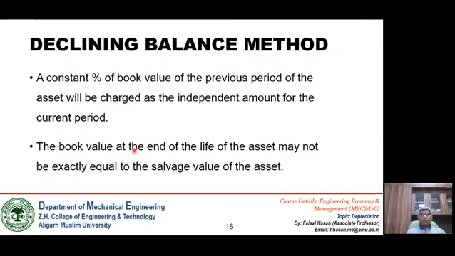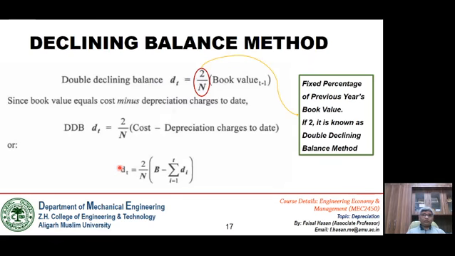So the book value at the end of the life of the asset may not be exactly equal to the salvage value of the asset. In this way, this method is different from the rest of the two methods. That is, if we compute the book value by this method, at the end of the last year, it will not be the same as the salvage value of that particular asset.